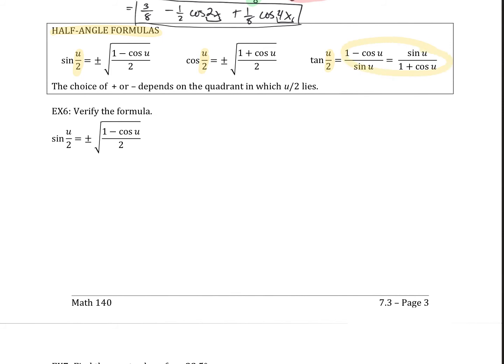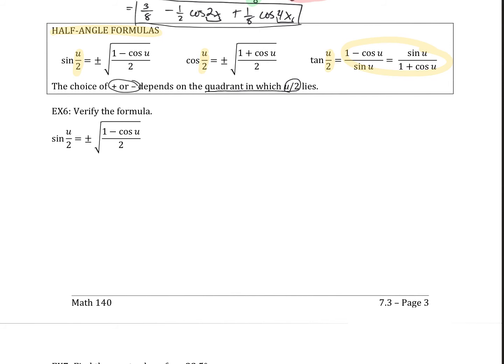Once again, I'm not going to go into too much detail for those, but please spend some time taking a look at those. And the choice of positive or negative depends on the quadrant in which our half angle is in. So we're going to go ahead and verify the formula of sine u divided by 2 equals plus or minus the square root of 1 minus cosine u over 2.